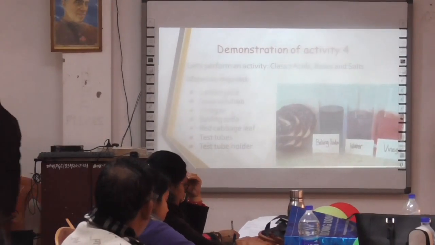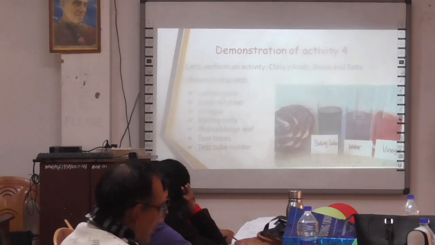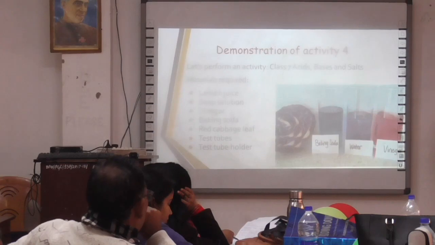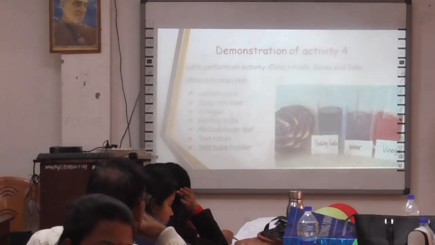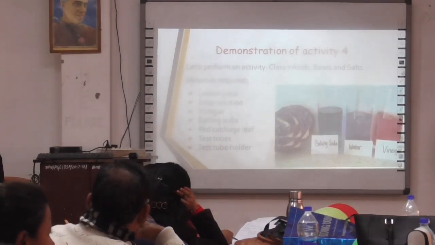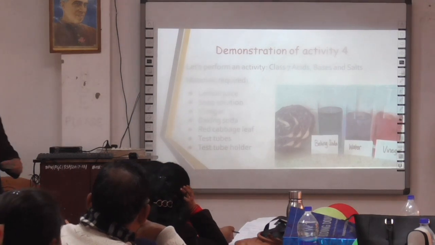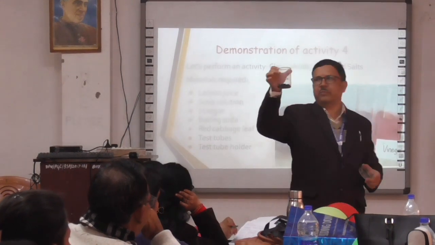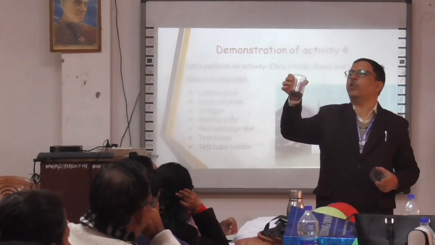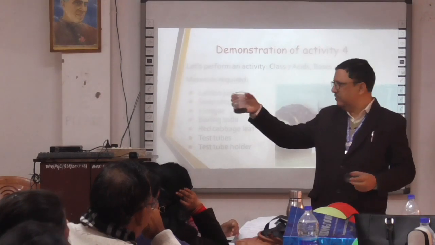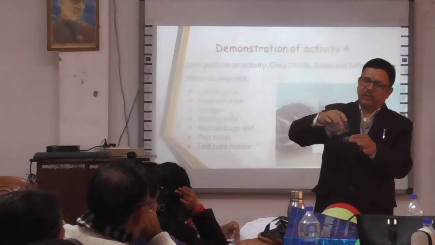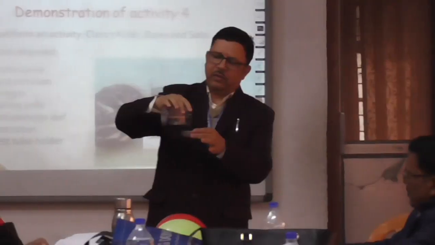Demonstration of activity, class 7, acids, bases and salts. We made an indicator. We have just boiled the red cabbage pieces. It is cut in very small pieces and boiled for some time, as you have seen already. Now filter out the extract that has been left.